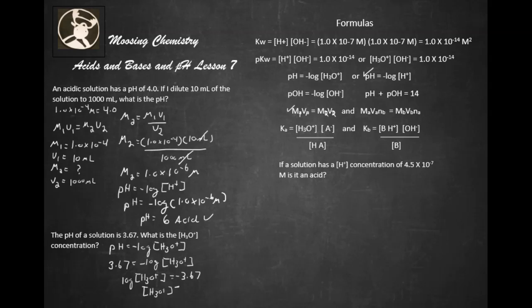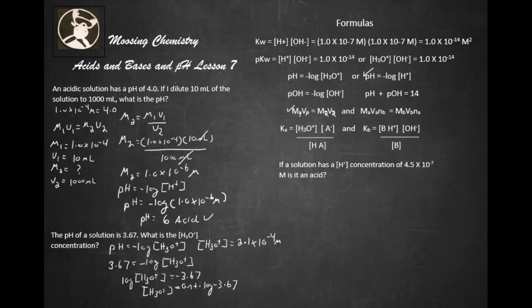Alright, so this will be the antilog of negative 3.67. And our new concentration of H3O plus is going to be 2.1 times 10 to the negative 4 molarity. Pretty darn snarly, I have to say.